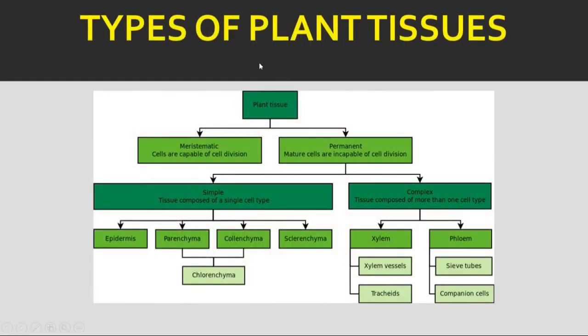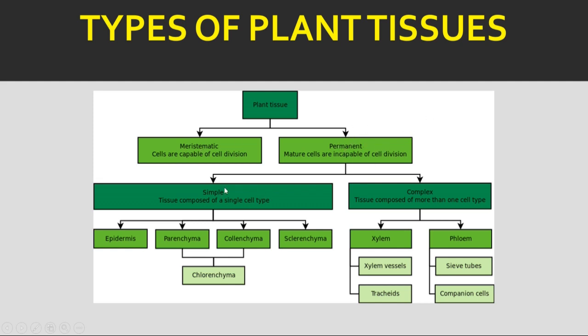So these are the types of plant tissues. Now this is a kind of mind map. Take a snapshot of it. This will help you in understanding the chapter. This is the plant tissue, and the plant tissue is divided into two branches: one is meristematic tissue and one is permanent tissue. The meristematic tissue has no further branches, and the permanent tissue continues.